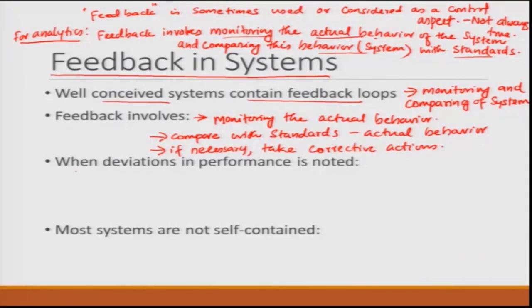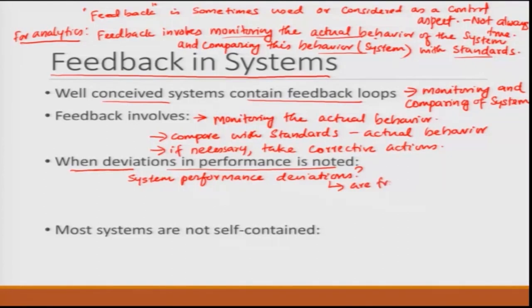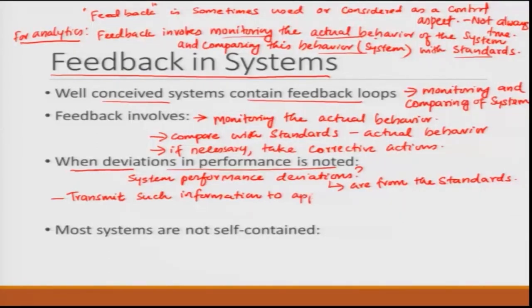When you find deviations in the system performance, what are you going to do? These deviations are from the standards, or the expected performance of the system. The most important thing is to transmit such information, the deviation from the standards, to the appropriate locations, the appropriate points in the system.